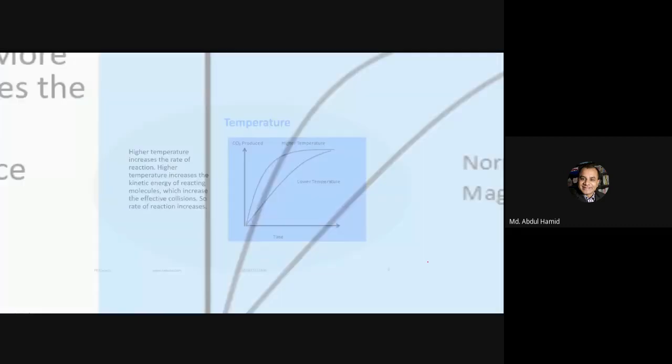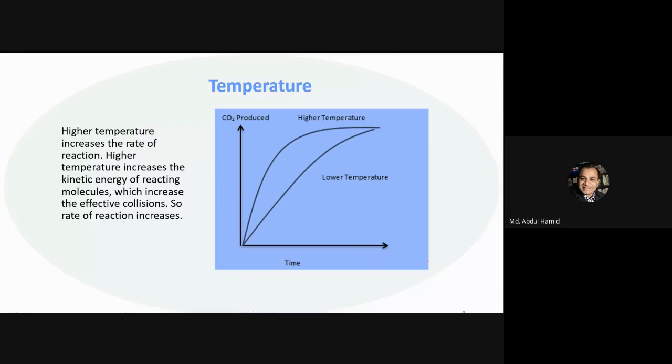So the next one, temperature. Temperature is a very good factor. Rate always increases. How does the rate increase? Temperature increases the kinetic energy, right? So movement increases, particles will move faster. So more effective collisions, the rate will be increased. So the higher the temperature, the higher the rate. It is quite easy, I think.